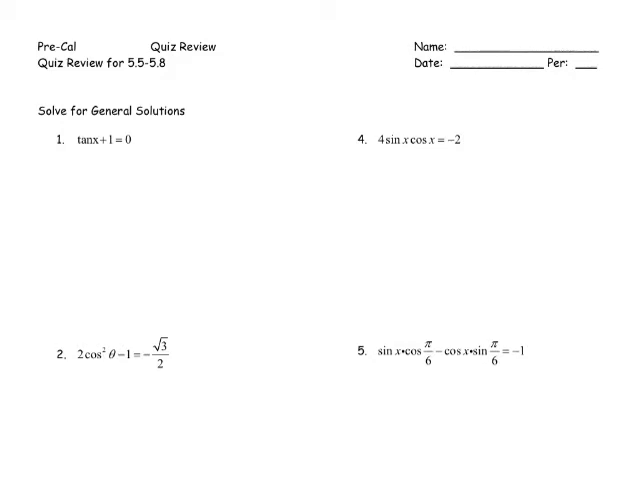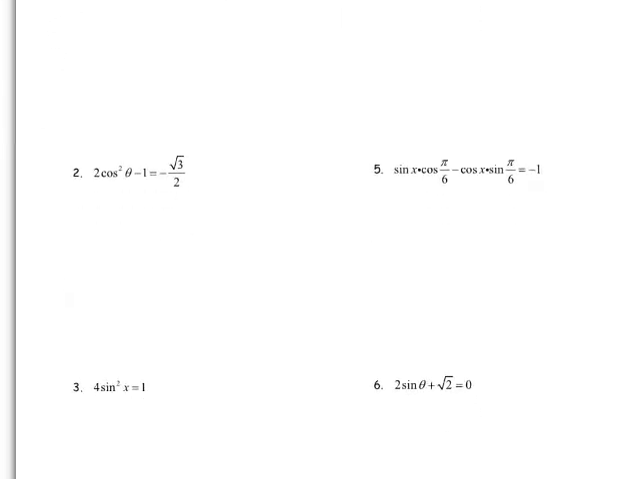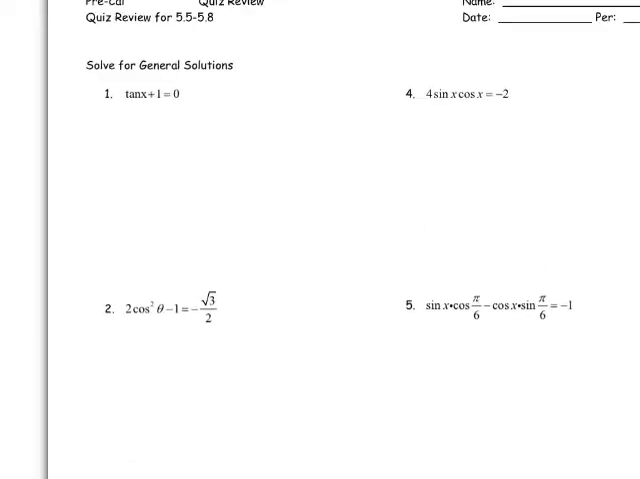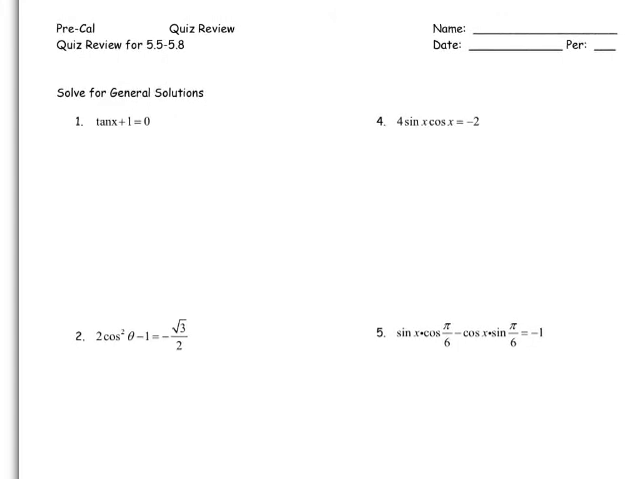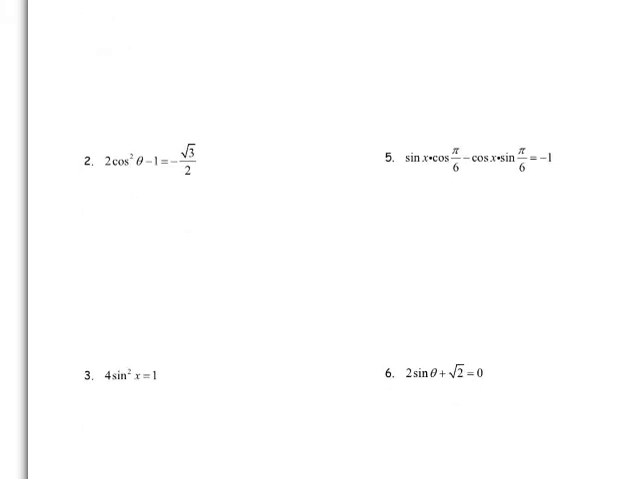Alright, so this is the review for the quiz. And I'm not going to do all of these problems, but I will do some of these for you. So let's look at number 2: 2 cosine squared theta minus 1 equals negative root 3 over 2. And all of 1 through 6, all of this front page, is solving for general solutions.